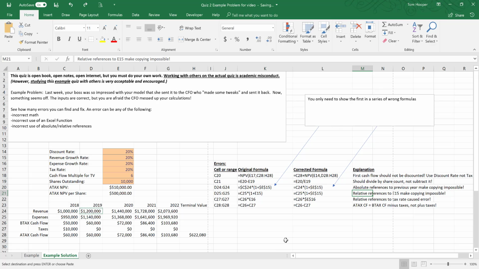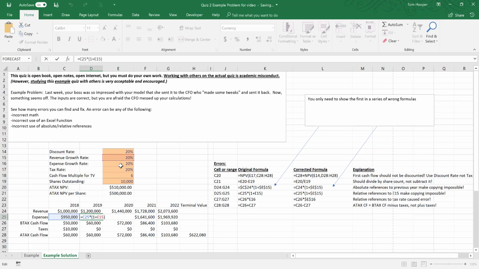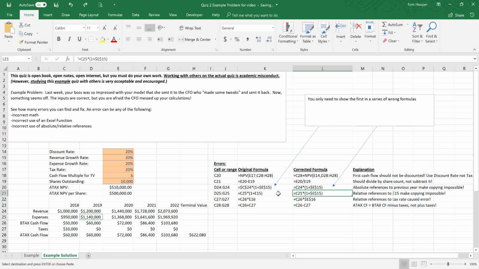The next row was the exact opposite problem. Again, we're getting the right answers, but we can't copy this formula because there are no absolute references on E15. Even though the next cell still looks at E15, it's because somebody took the time to go in there and do those by hand. That takes forever, and it precludes us from being able to copy like so. So we don't want to do that. That formula should look like this instead of this one.